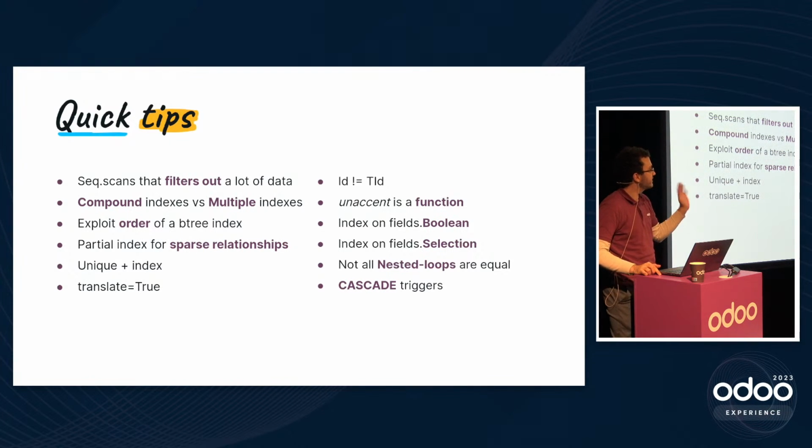Indexes on Boolean fields and selection fields are sometimes useless. Because for Boolean, it depends on the selectivity.